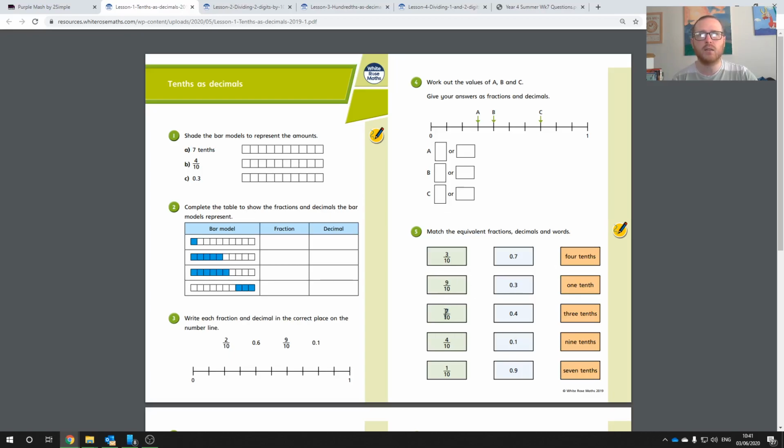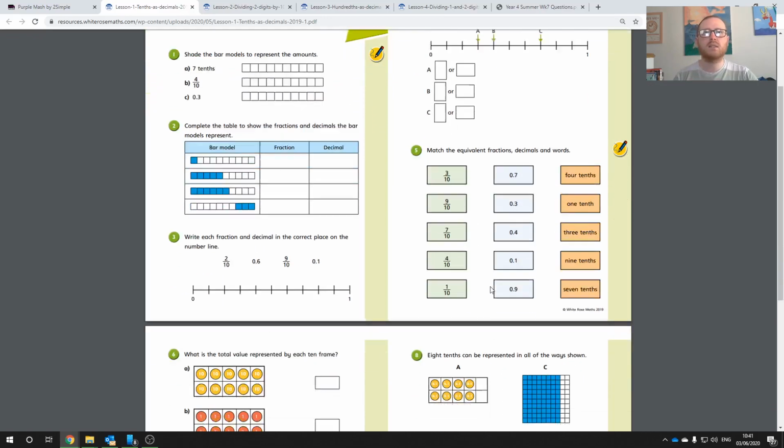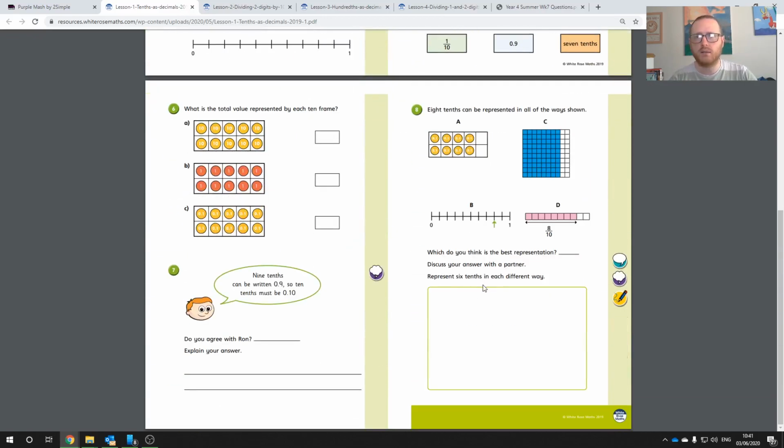So, oh, here we go. We've got an example right here. 7 tenths is the same as 0.7, which is the same as 7 tenths. Okay, so you've got a couple of matching activities to do. It should be a nice, simple start to your week.